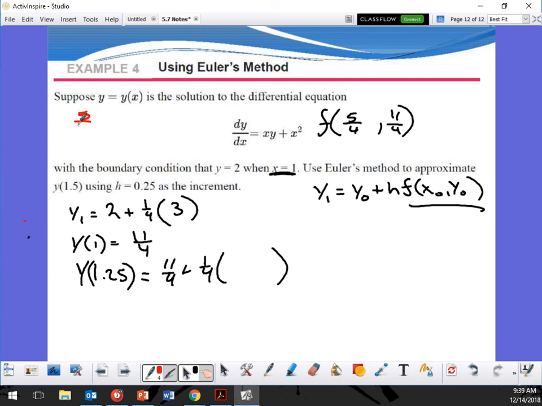So 5 over 4 times 11 over 4 plus 5 over 4 squared. So it would be 55 over 16 plus 25 over 16, which gives me 80 over 16, which is just 5.